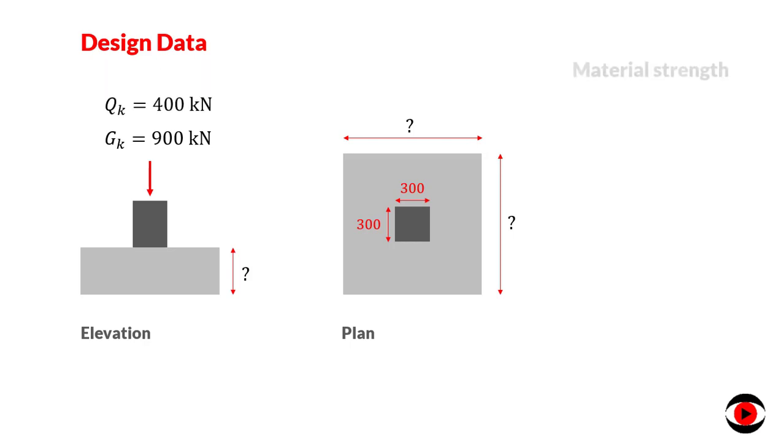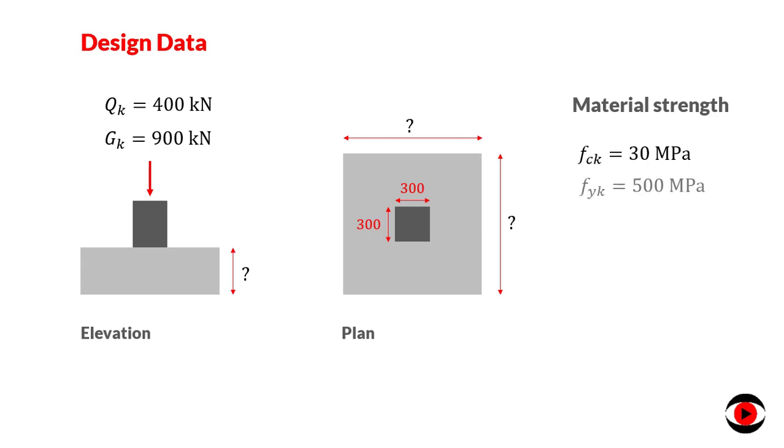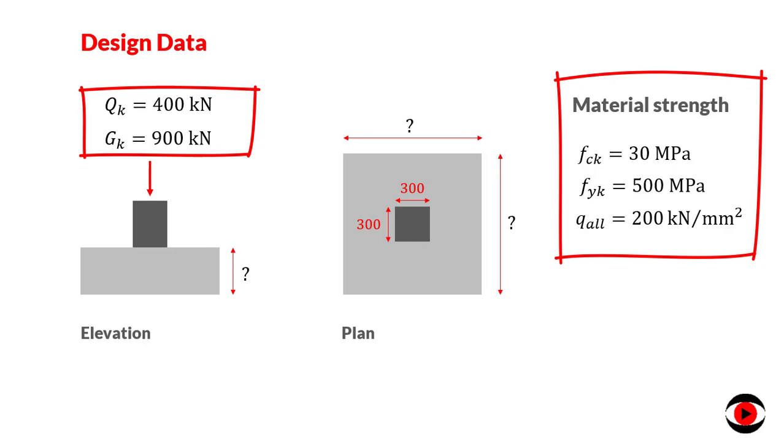The main material used for the footing is of course concrete with a characteristic compressive strength of 30 megapascal. The concrete is reinforced with rebars of characteristic yield strength equals to 500 megapascal. The safe or allowable bearing capacity of the ground or soil is given to be equals to 200 kilonewton per millimeter squared. These are the data we're going to use to dimension our footing to make sure it can support the given characteristic load without failing.